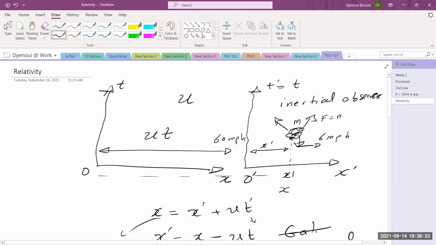So I can say F equals ma in the old frame, or I can say F equals ma prime in the new frame, because a and a prime are the same. So physics should not change. That's the whole purpose of this. In classical mechanics, physics did not change in this frame of reference. So Mr. Einstein said the same thing must be true.